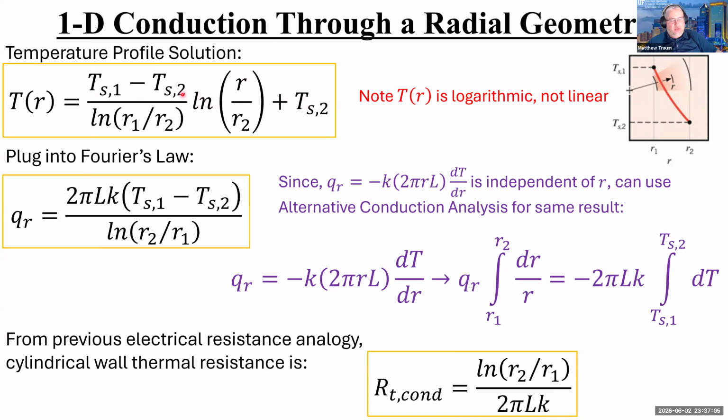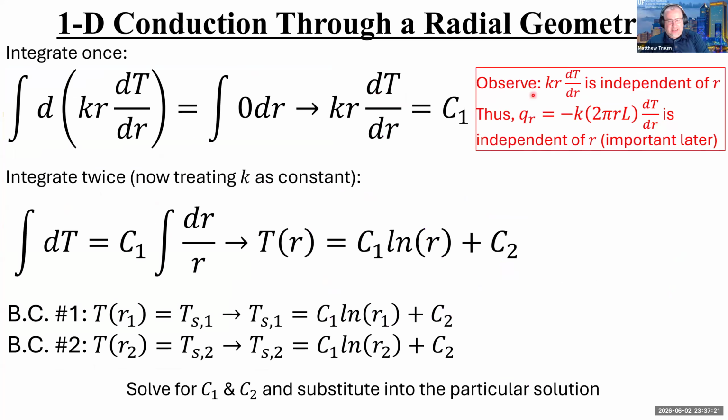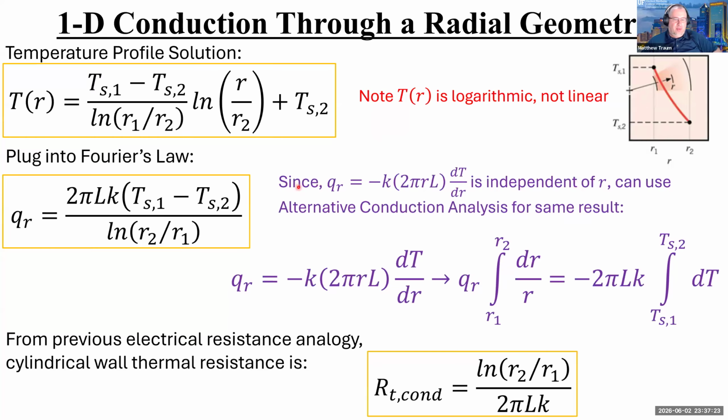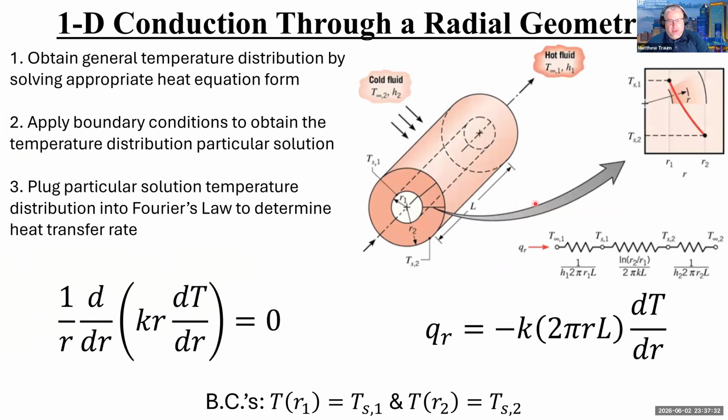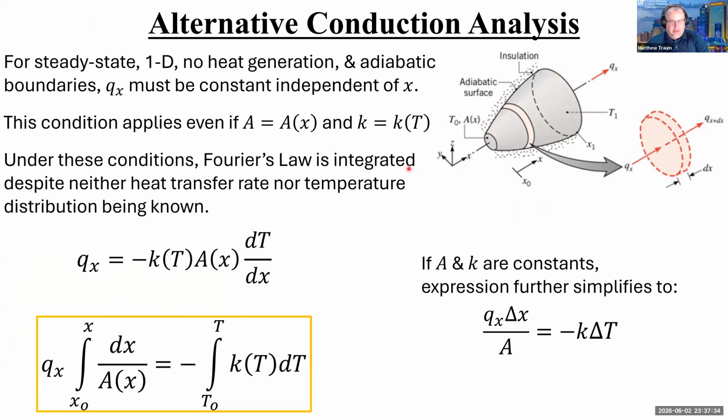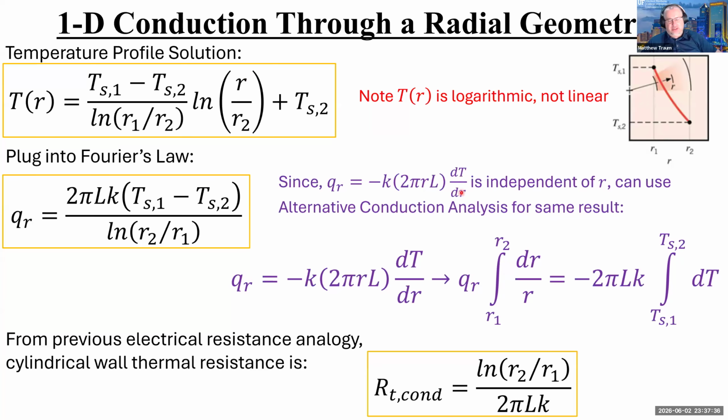I can now take this and plug it into Fourier's law. Remember, I'm taking the derivative with respect to r. So I go through, take the derivative with respect to r, it comes down to the bottom, and I get this expression for Q. And now here's where that thing that I showed you before becomes important. Remember, since Q sub R is independent of R, we can use the alternative conduction analysis and come up with the same result.